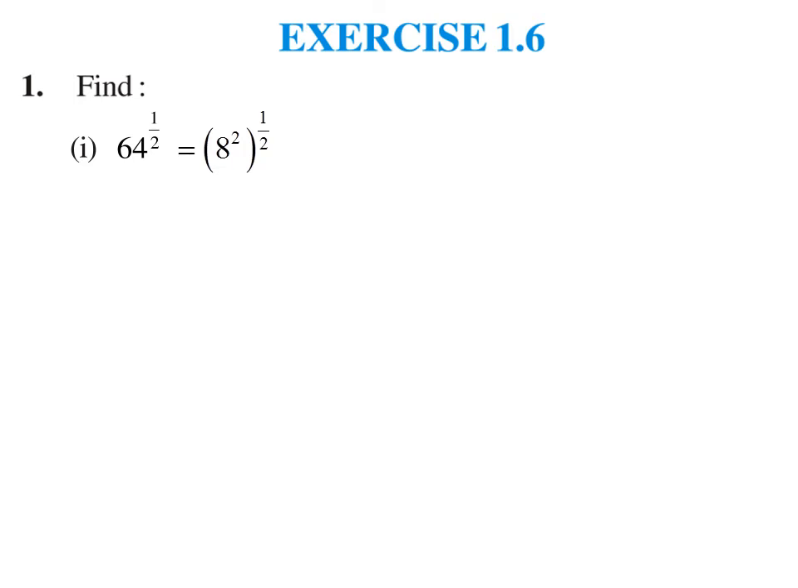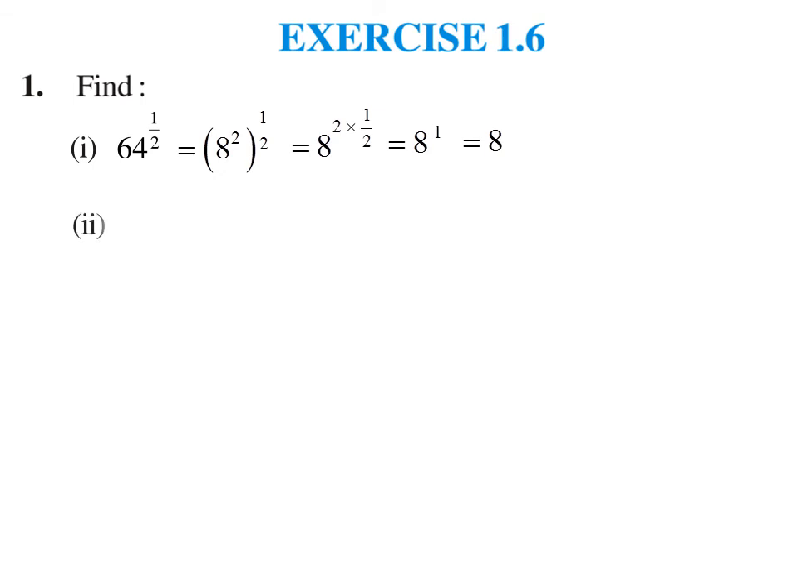So now again the property a to the power m whole to the power n, so we have to multiply both powers. The next step will become 8 to the power 2 into 1 by 2. 2 will be cancelled out, so it will become 8 to the power 1. So my final answer or value will be 8.